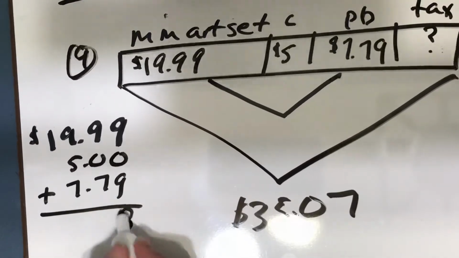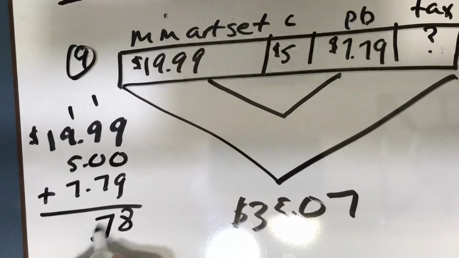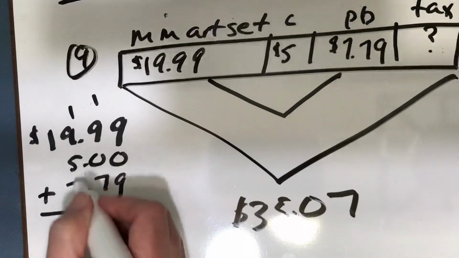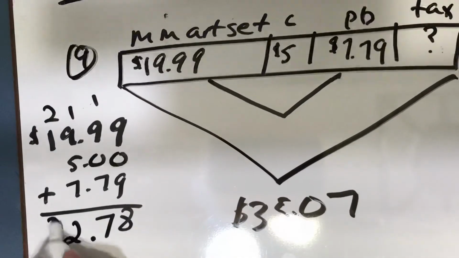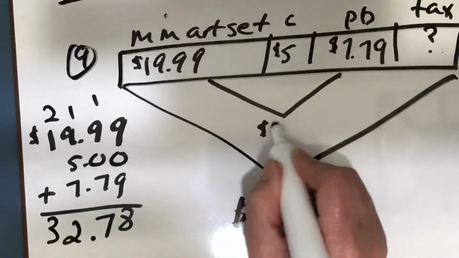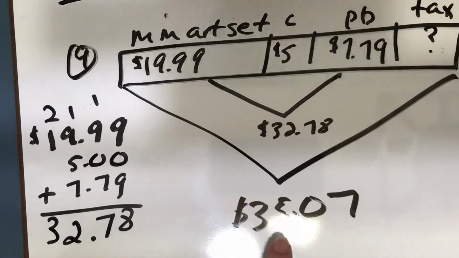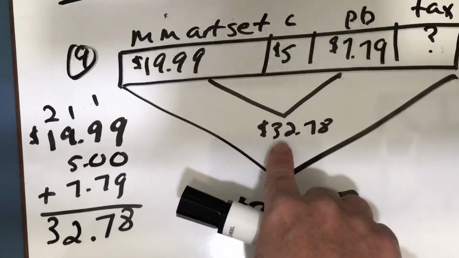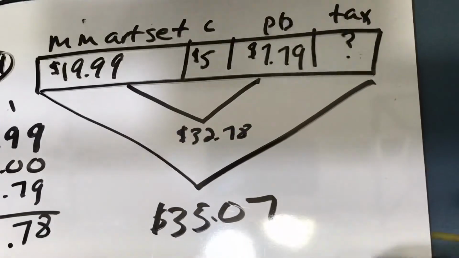I'll add that up. 9 plus 9 is 18. That's 10 plus 7 is 17. Put my decimal point, that's 10. 5 plus 7 is 12. 10 plus 12 is 22. And 2 plus 1 is 3. So $32.78 is the price of her supplies. Now to find the tax, I just have to take the total minus her subtotal, or what she spent before the tax.